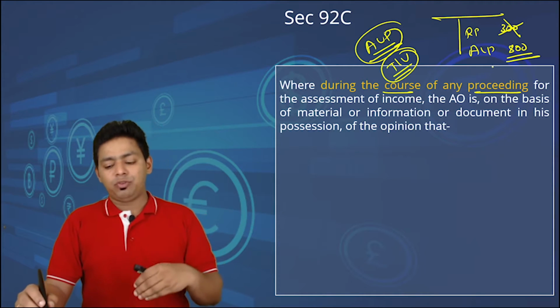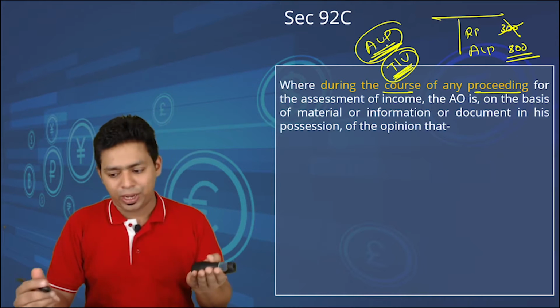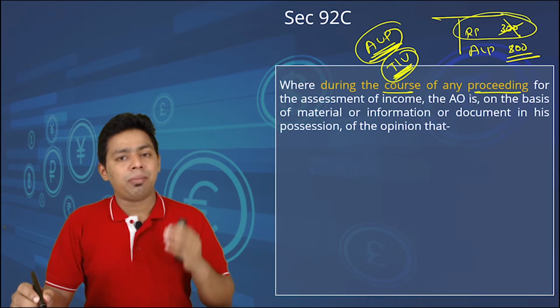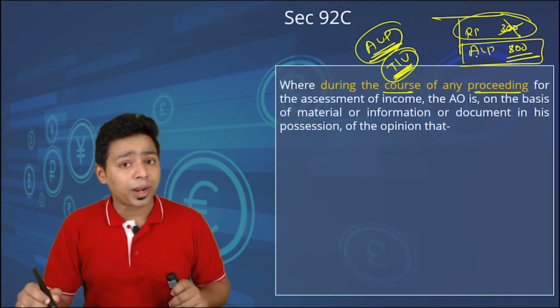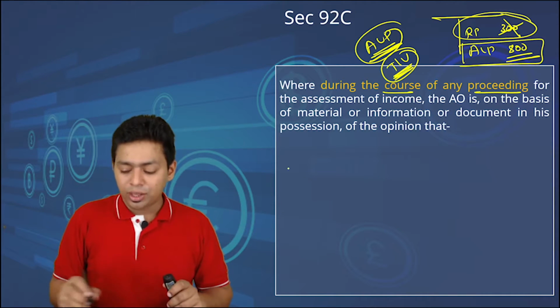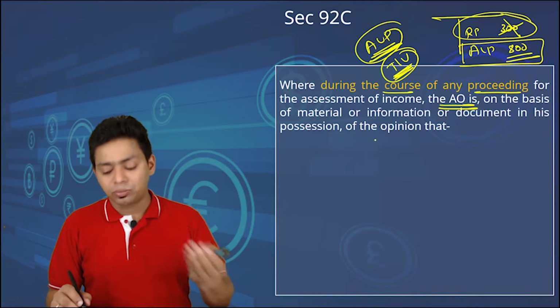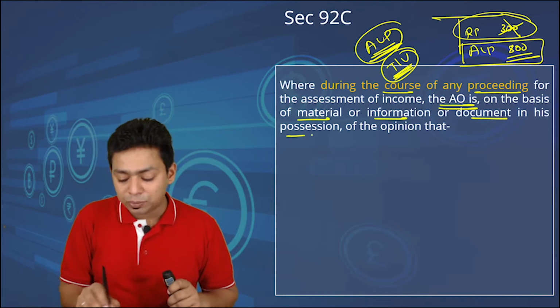So obviously, if you only give your transaction value and you are also supposed to give the arm's length price, don't you think, my dear friend, if the assessee can manipulate the transaction value, then he can also manipulate the arm's length price. And because the assessee can possibly manipulate the arm's length price, we are giving power to the AO to determine the arm's length price on the basis of material or information or document in his possession.